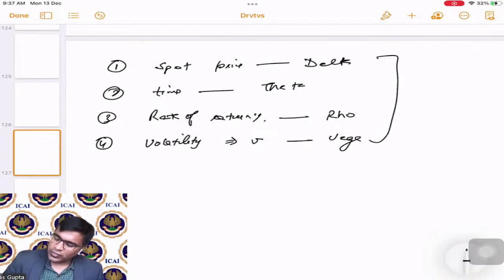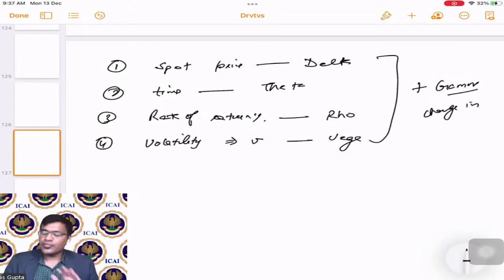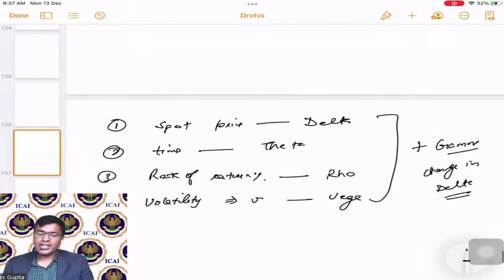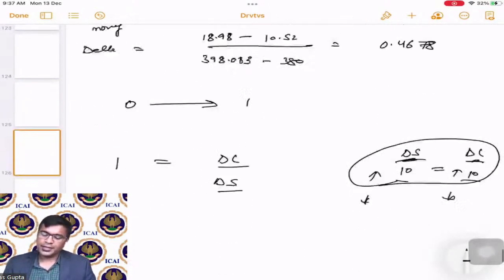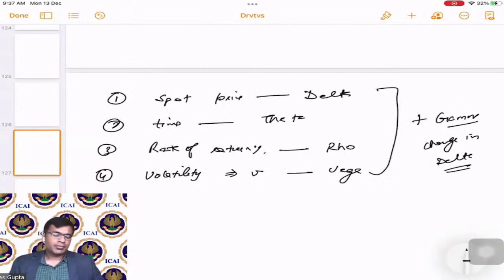Apart from this, we have also studied gamma, which measures the change in delta itself. So this is delta of delta. And all these 4 plus gamma are derived from the Black-Scholes model only, because in that we are using all of these as a factor to compute the value.